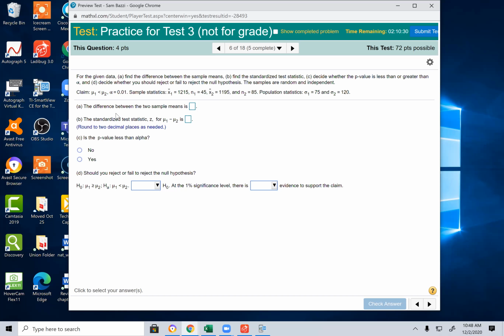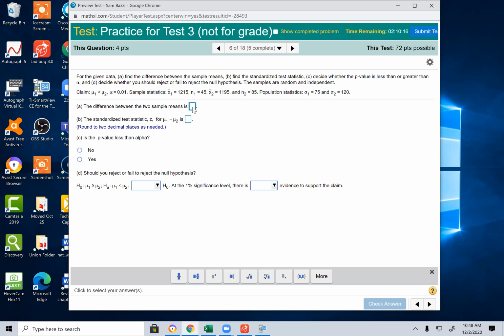The difference between two sample means. He wants you guys to give him the difference between the sample means first before you begin. The first one is 1215 and the second one is 1195. So you just subtract them and you get the difference, which is 20, because 1215 minus 1195 is 20. Now, what's the test statistic that we got off the calculator? It was 1.17.